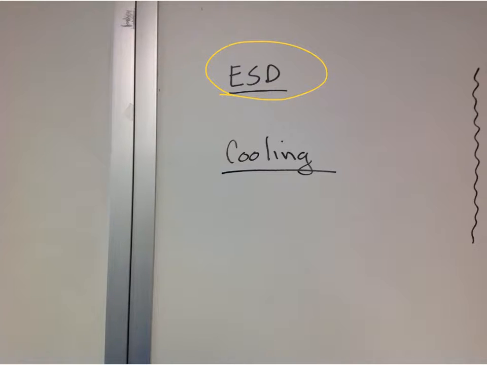Electromagnetic static discharge, ESD, static electricity. We talked a little bit about that. Talked about passive and active cooling. Passive would be like just a heat sink. Active, you would actually have a fan of some sort, or you could have liquid cooling.